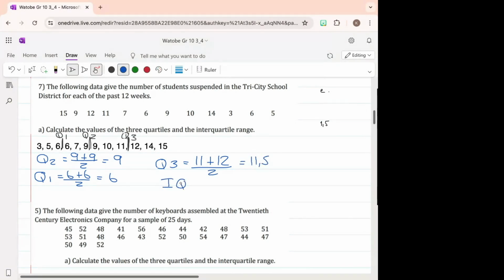To get the IQR, I must always write my formula. Q3 minus Q1 gives me 11,5 minus 6, which is what? What do you get for the IQR?